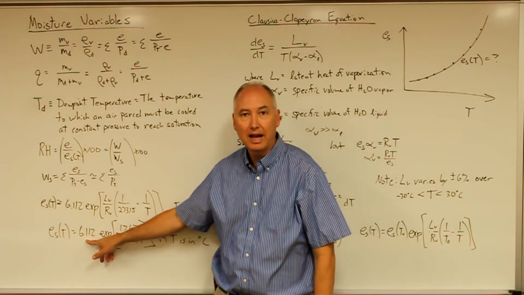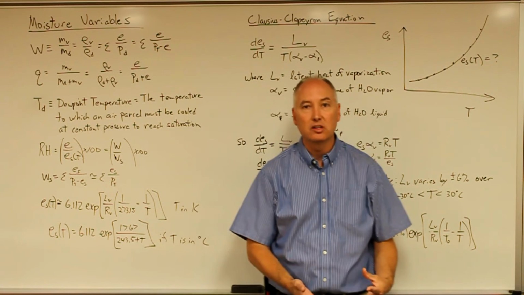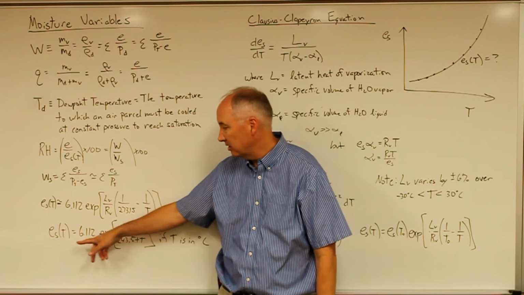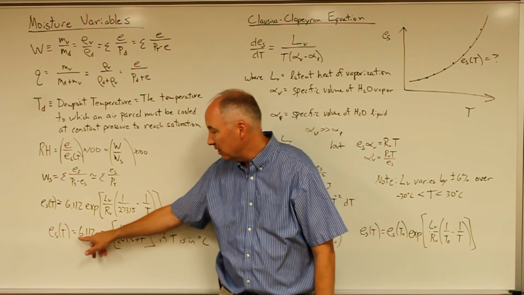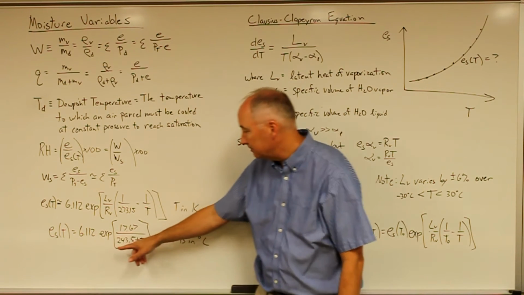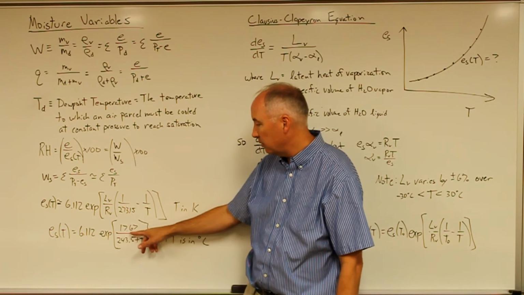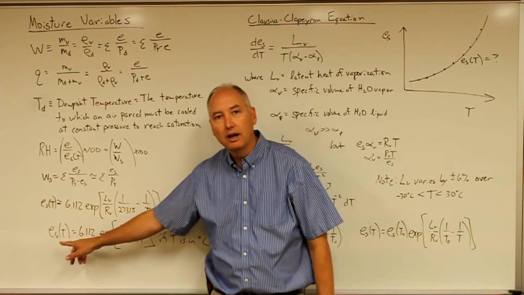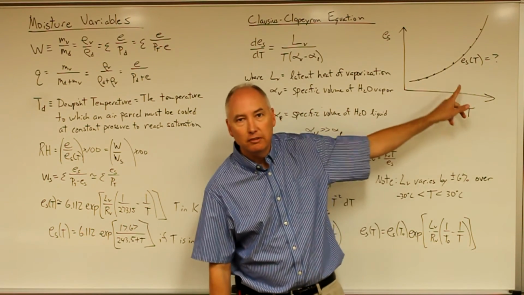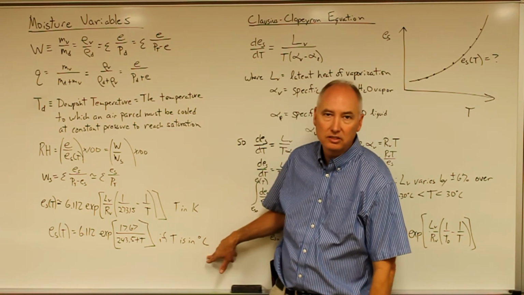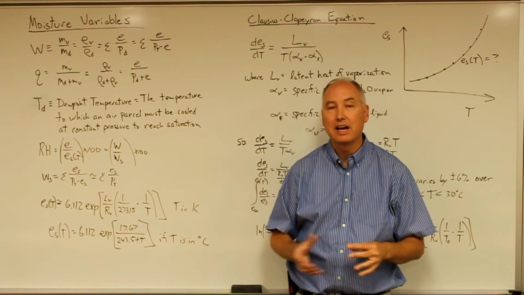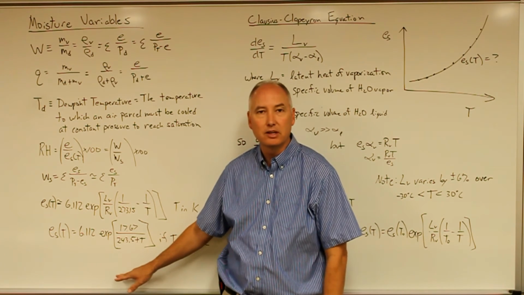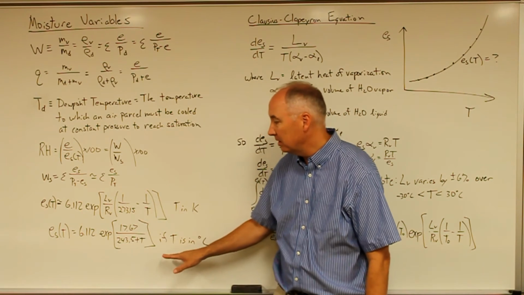And this fit to this laboratory data is E sub S of t is equal to the vapor pressure at T naught, which is usually taken as 0 degrees Celsius. So the saturation water vapor pressure at 0 degrees Celsius is 6.112 hectopascals. That's where that 6.112 comes from. Times the exponent of 17.67 divided by 243.5 plus temperature. And in this empirical fit for this function, the temperature must be in degrees Celsius. It's the only time this entire semester where you're going to be required to input a temperature in degrees Celsius into a formula, and so that's something that you need to do.